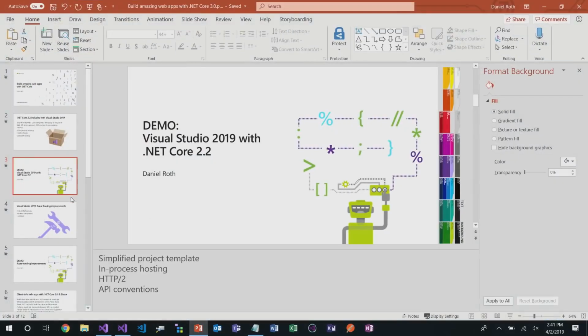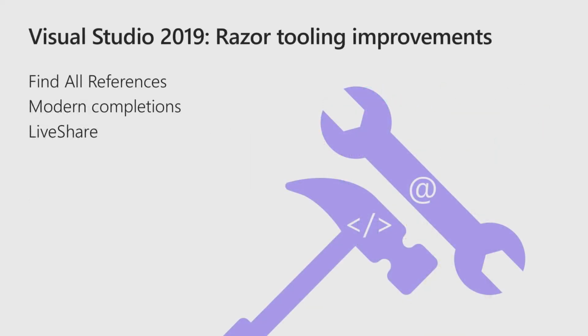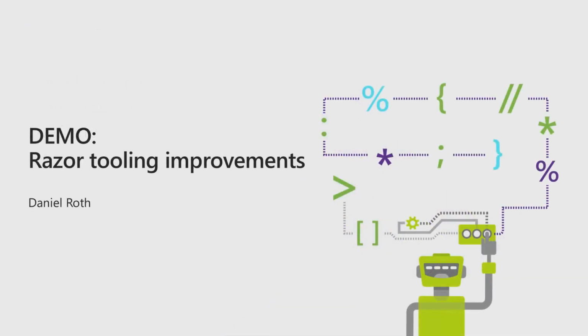All right. Cool. So that's some of the new features that are in .NET Core 2.2 used within Visual Studio 2019. There are also a bunch of really great Razor tooling improvements in Visual Studio 2019. Razor is the format that we use to generate HTML dynamically using a combination of HTML and C#. Some of the improvements that we've added for Razor in Visual Studio 2019 is support for find all references, modern completions, and of course, Live Share. So let's go take a look at that.